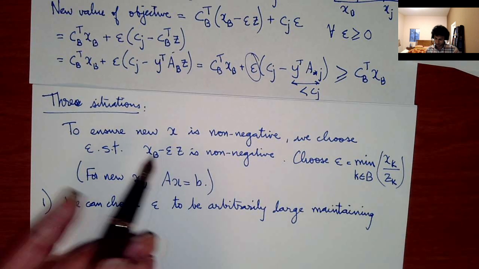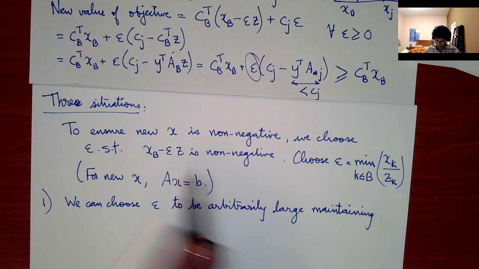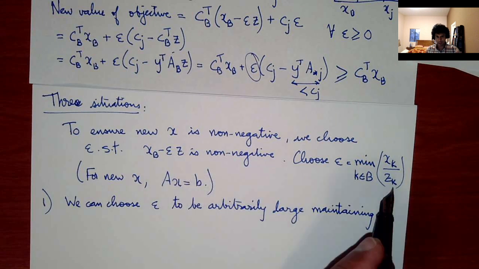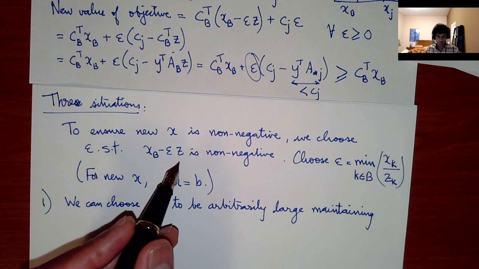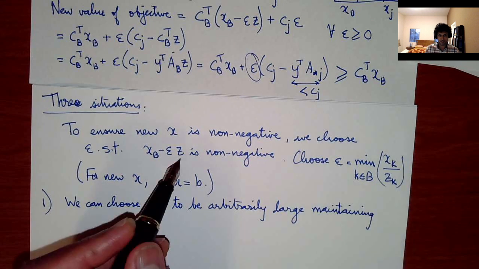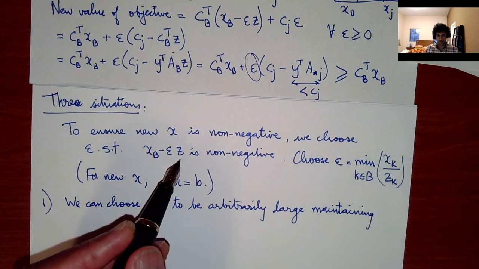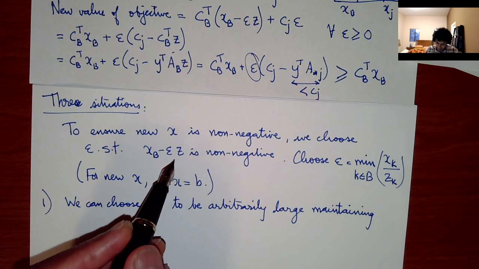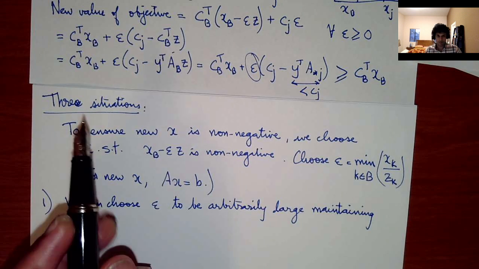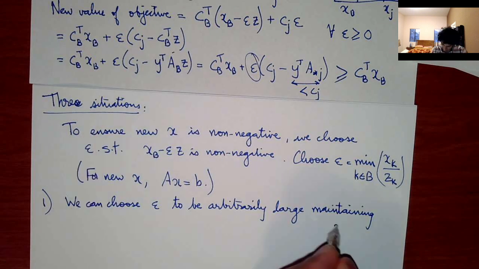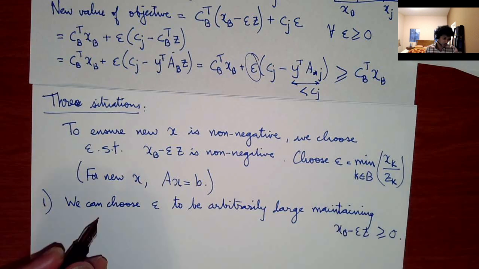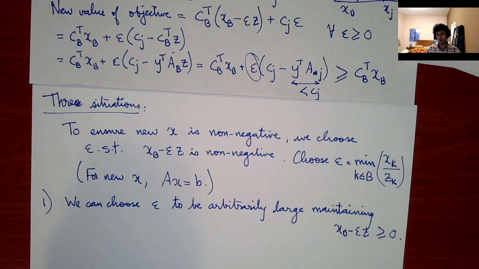Now suppose some of the zk's were actually negative. Well, in that case, you could make epsilon be arbitrarily large, maintaining xb minus epsilon z is greater than 0. So suppose you can choose epsilon to be arbitrarily large. Then what does that mean?